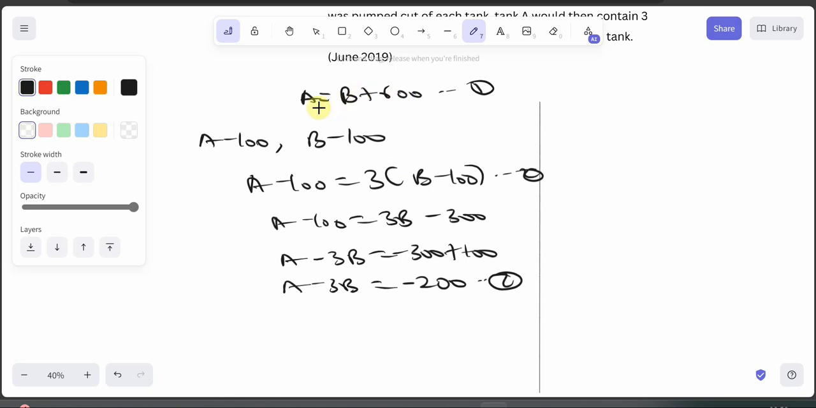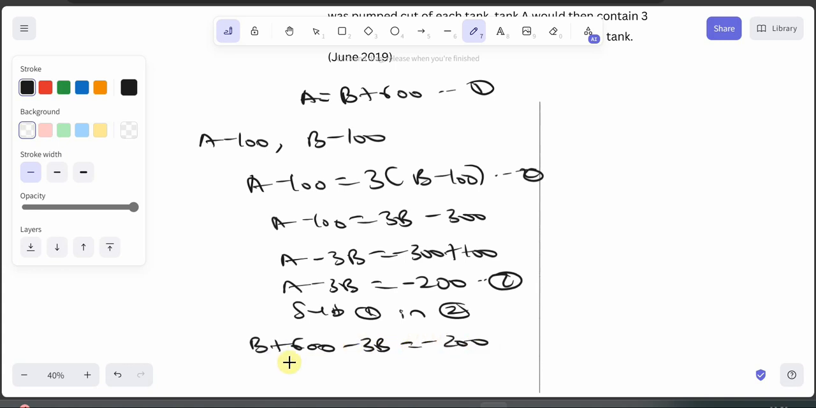We're told from equation 1 that A is equal to B plus 600. So I could just substitute equation 1 into my equation 2 that I have. So wherever I see A, I'll put B plus 600. That will be B plus 600 minus 3B is equal to minus 200.